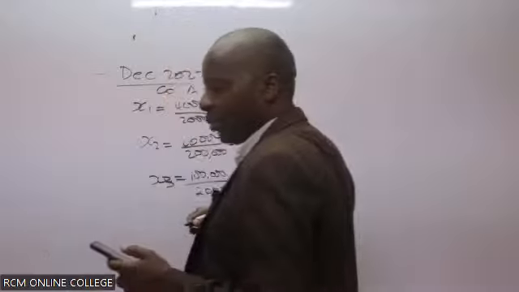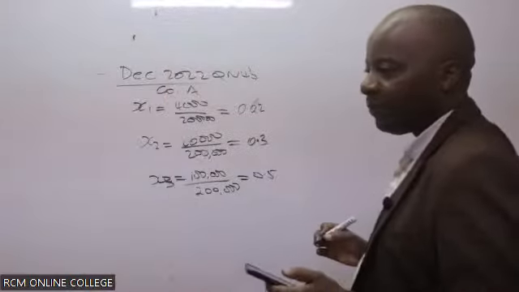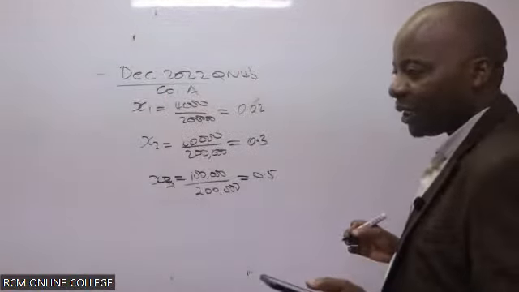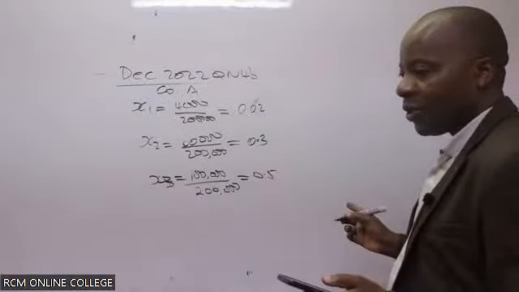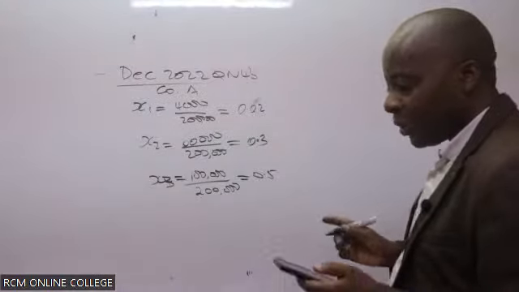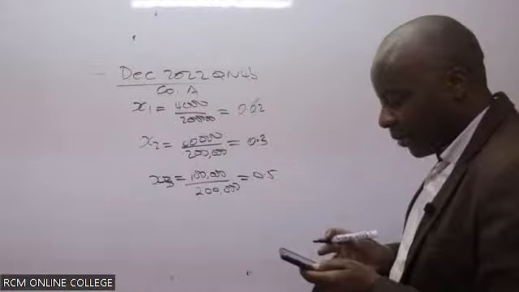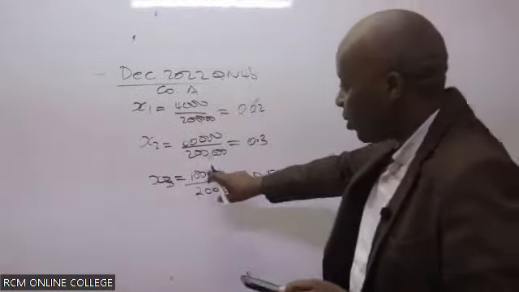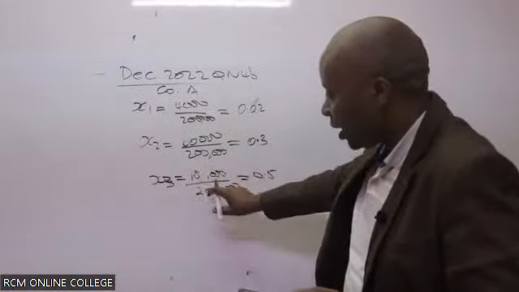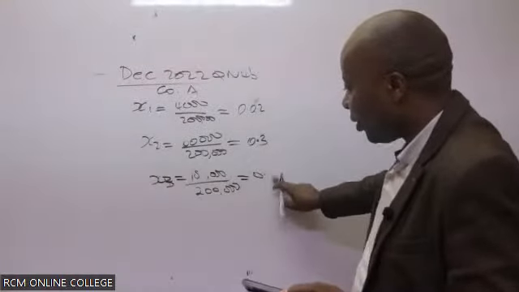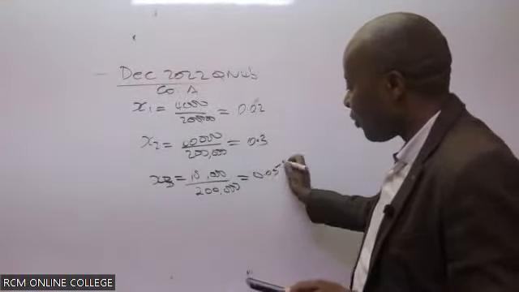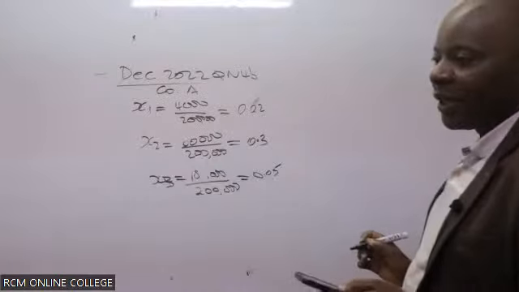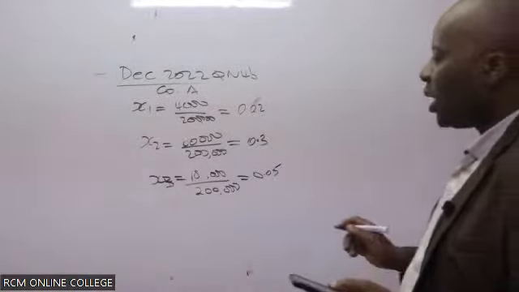Is there anybody who is able to see that this is 0.5? 100,000 divided by 200,000? Is it 0.05 or is it 10,000? Thank you very much. It is 10,000 divided by 200,000, so it is 0.05. You guys are right. And then we go to X4.